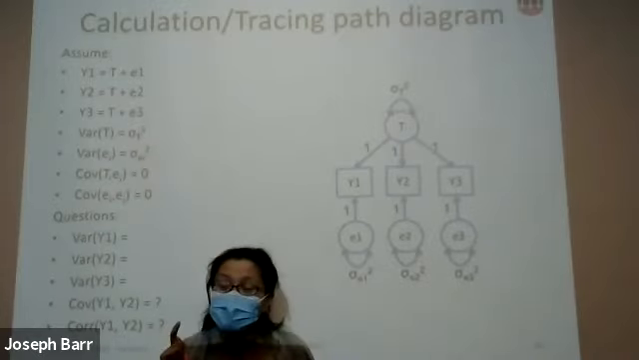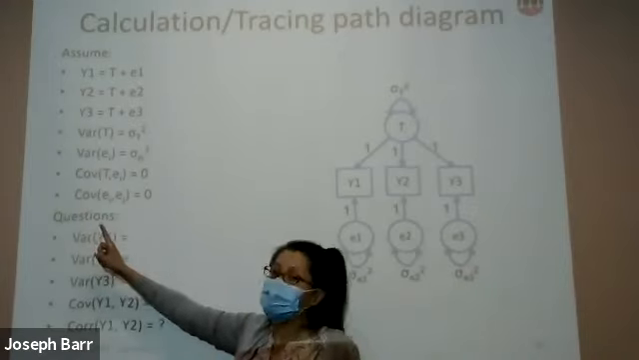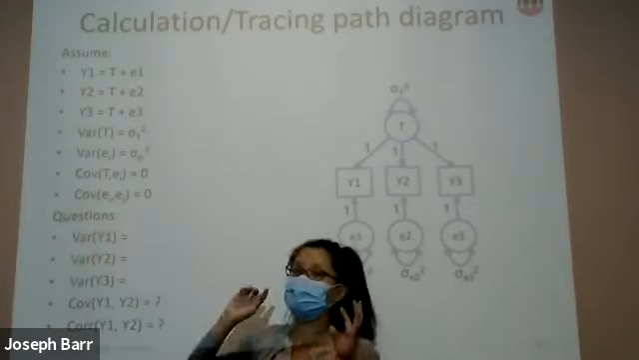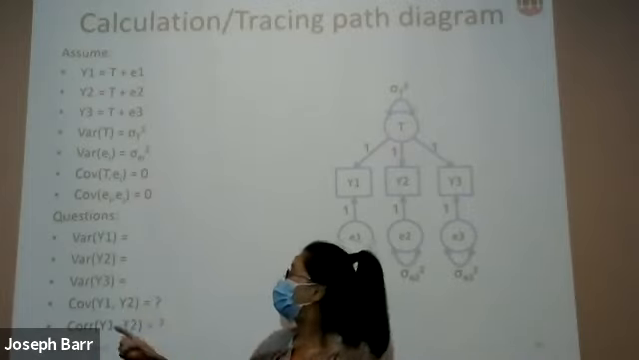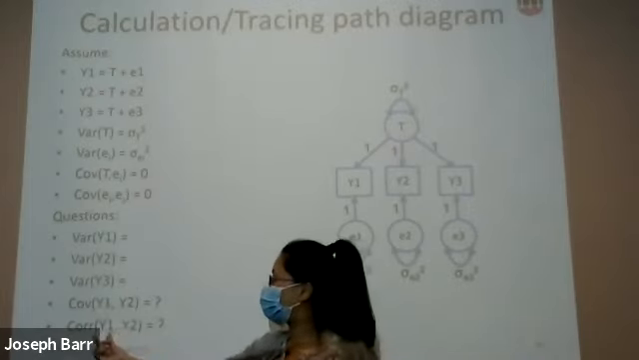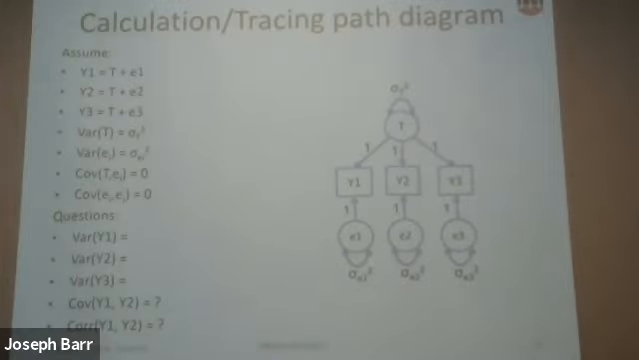Based on the assumptions, we can actually answer these questions. What is the variance of the observed y1? What is the variance of observed y2? What is the variance of y3? What is the covariance between y1 and y2, and the correlation between y1 and y2? We can do it manually. This is quite simple algebra, so we can just do it together.